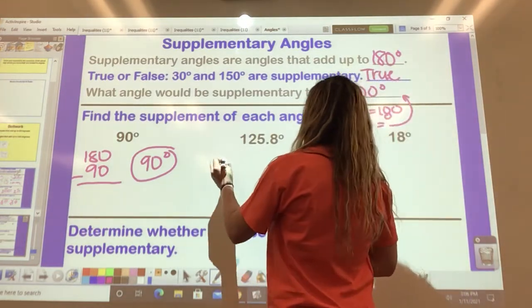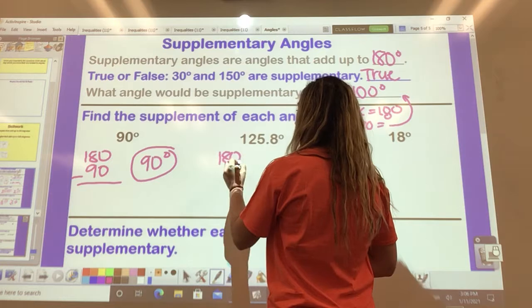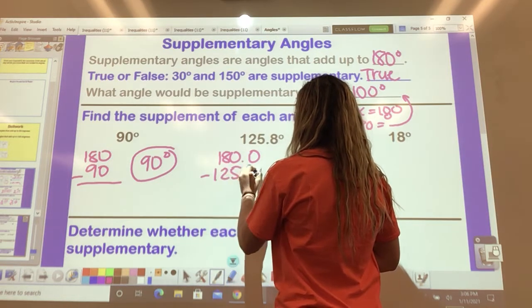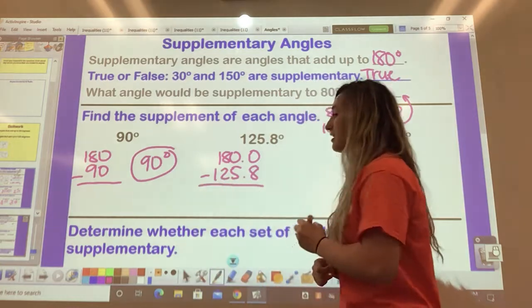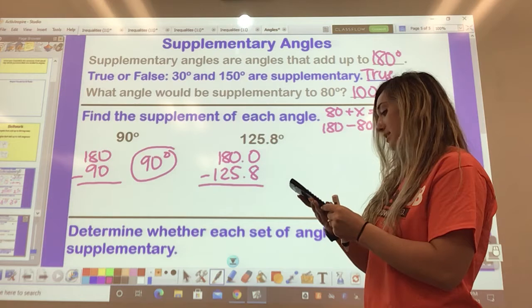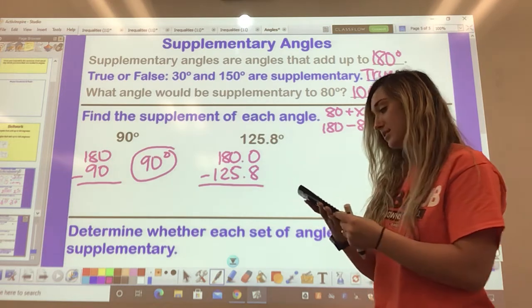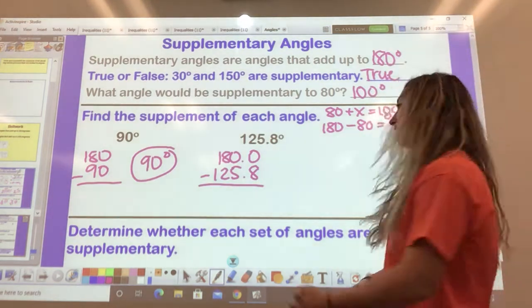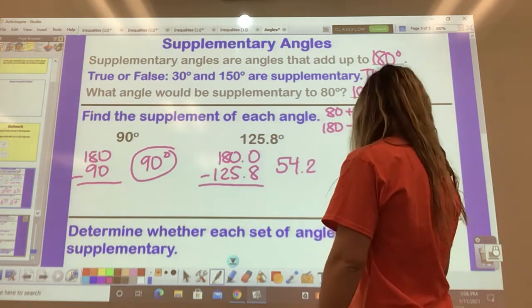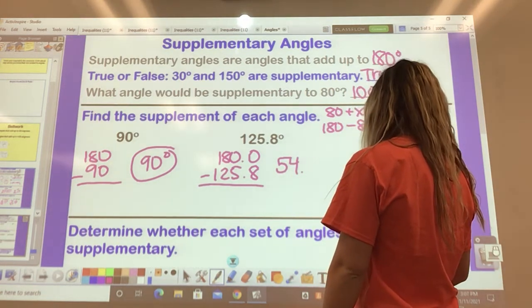Next is 125.8. Again, even with decimals, we're just going to subtract it from 180. Again, I'm going to use my calculator. 180 minus 125.8 is 52.4 degrees. I am backwards there.